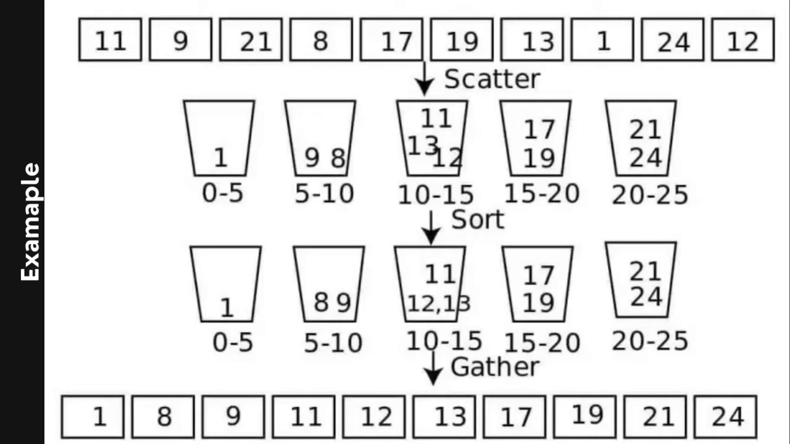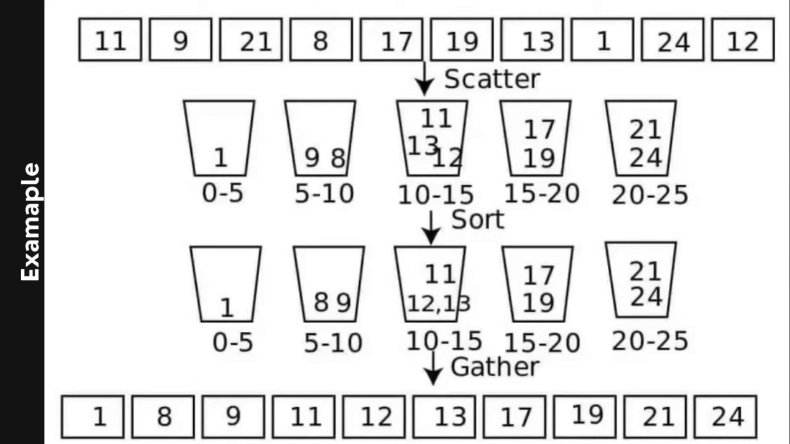After sorting, we gather at last. In the gather, we combine all the elements present in the buckets to get the final output. If you see the final output, it is 1, 8, 9, 11, 12, 13, 17, 19, up to 24. It is clearly a sorted array in ascending order. In this way, bucket sort works.